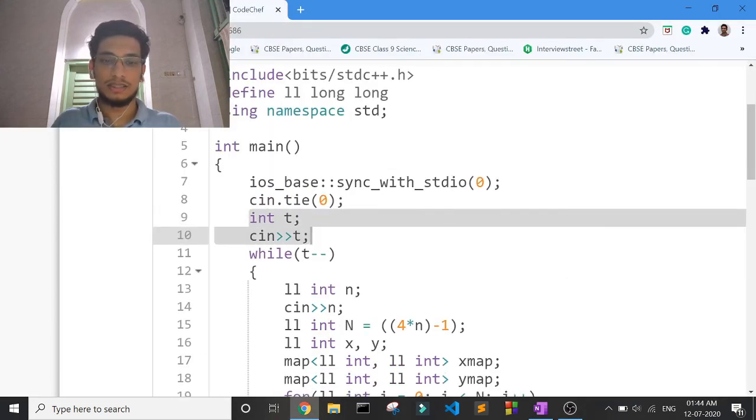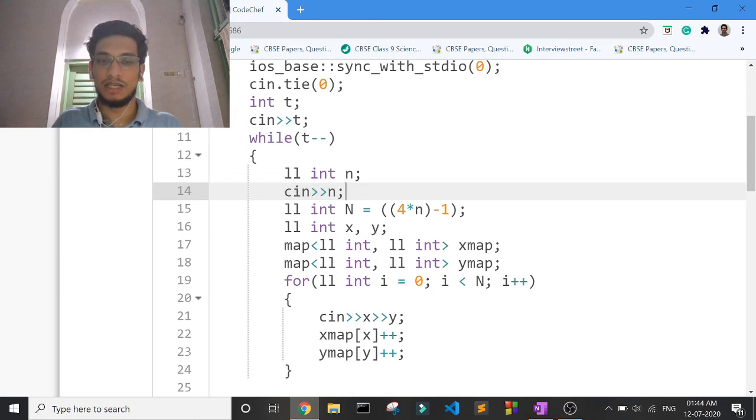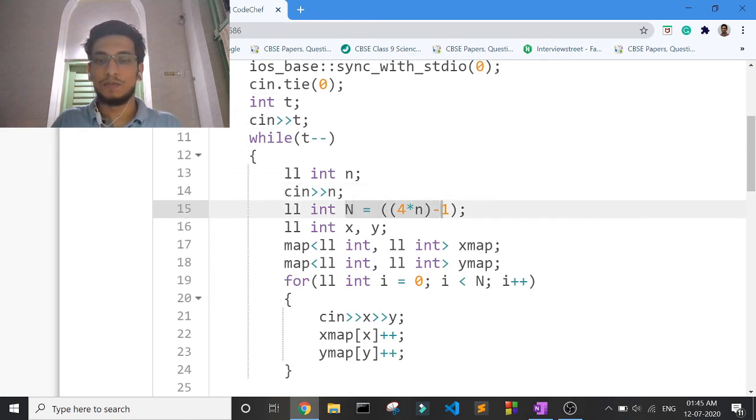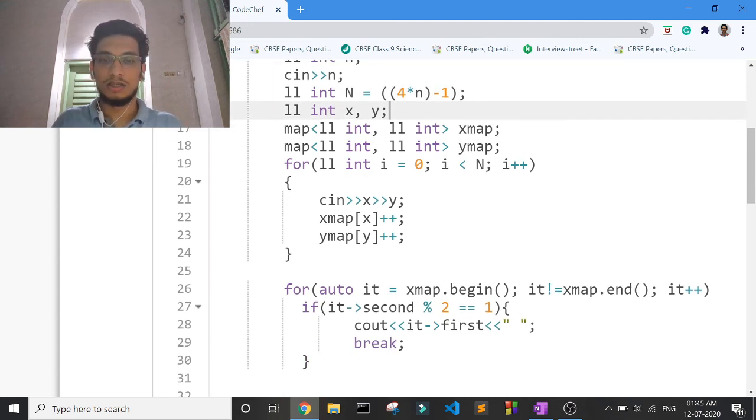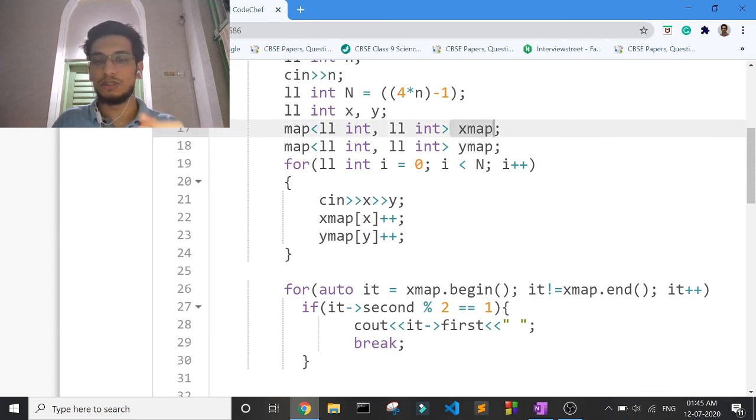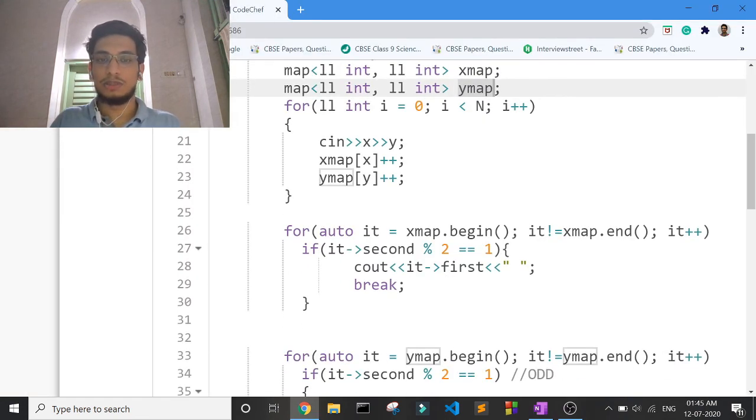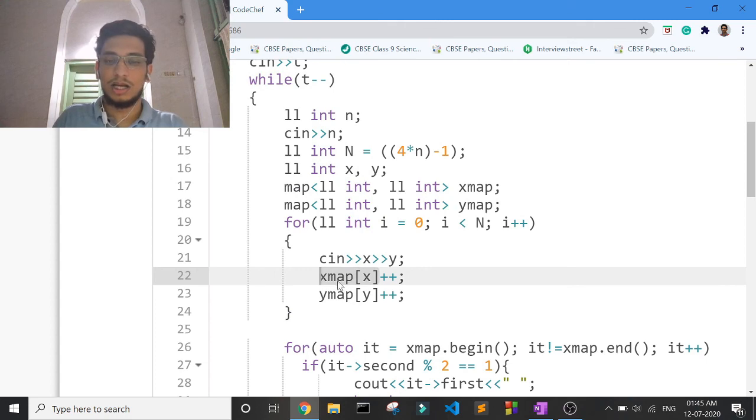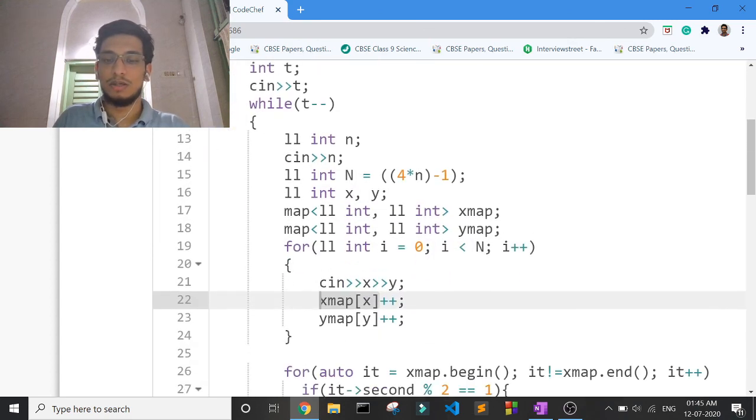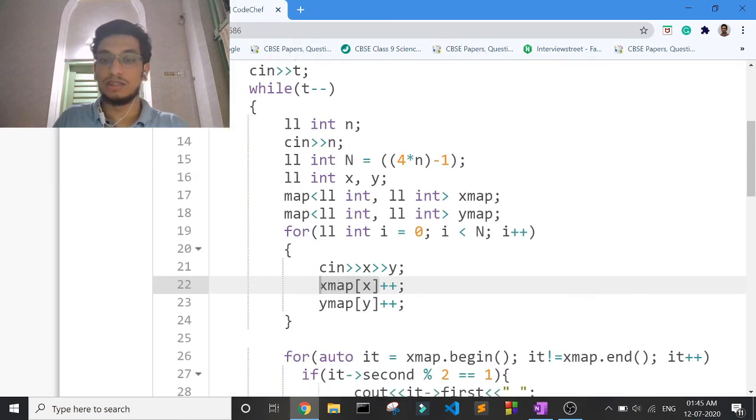So you get the test cases, get the value of n, the number of rectangles, and we're going to know that it's going to be 4n-1. So if there are 2 rectangles, then it's going to be 7 points which we are going to get. We have a map for the x, and we have a map for the y. And we're just going to get the inputs, x and y, and as we get the inputs, we're going to increase their frequencies. The x map of x plus plus, the y map of y plus plus, just incrementing the frequencies in our map. This is the key, and for this particular key, we're increasing the value by 1 as we get to it. So that's what plus plus does.